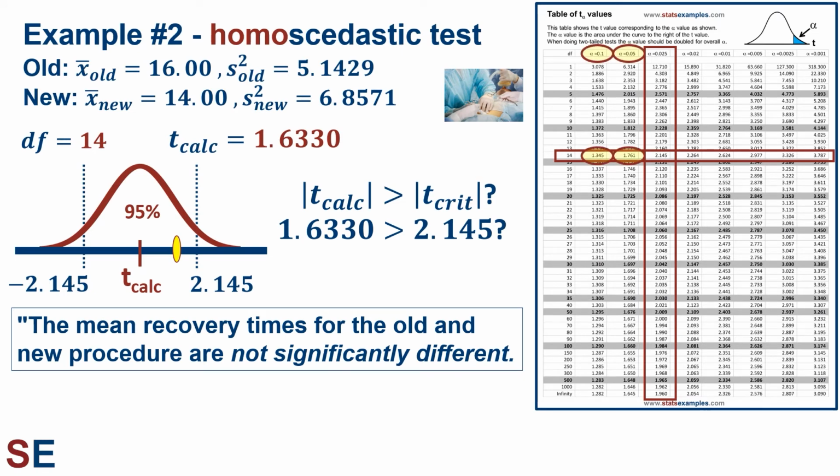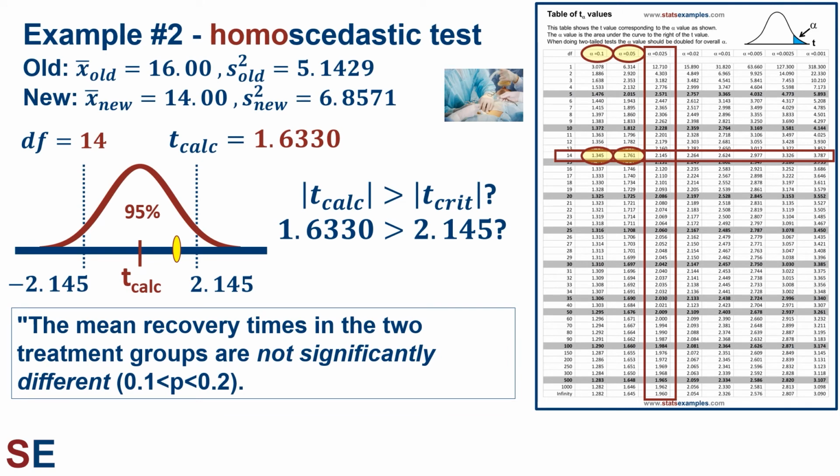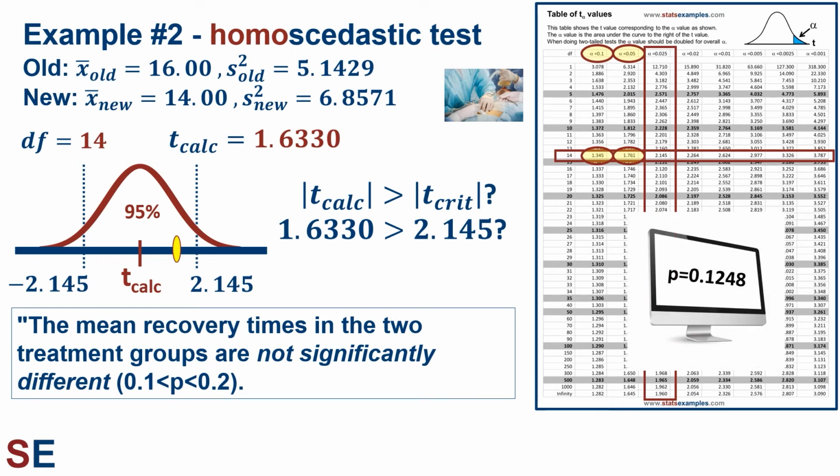To get a better sense of what the non-significant p-value is, we look at the rest of the t-values on the row, and we see that the t-calculated value of 1.6330 lies between the values of 1.345 and 1.761, which correspond to overall p-values of 0.2 and 0.1. We therefore state that the mean recovery times in the two treatment groups are not significantly different (0.1 < p < 0.2). With a computer, we can obtain the exact p-value, which is 0.1248. The data doesn't prove that the new procedure doesn't alter the recovery times, but it demonstrates a lack of evidence that it does.